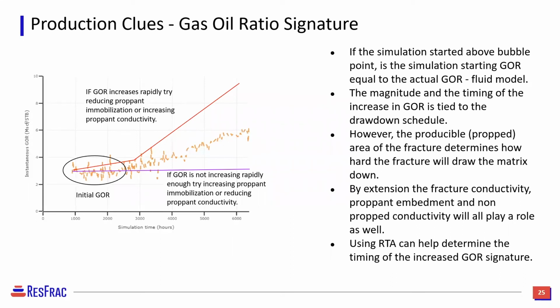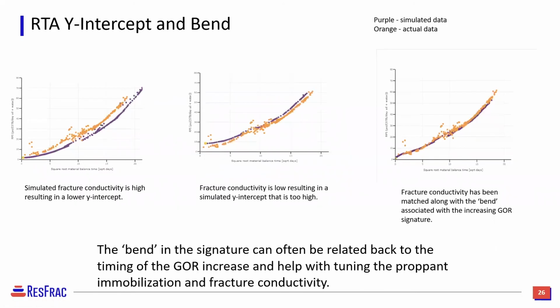By extension, if you're not seeing this GOR increase, then you're drawing down too large of an area and you may need to increase your proppant immobilization. All right, using the RTA, which we'll show next, can help determine the timing of these signatures with regard to propped conductivity. So here I've got basically the purple is the simulated data. The orange is actual data for a kind of a generic well.